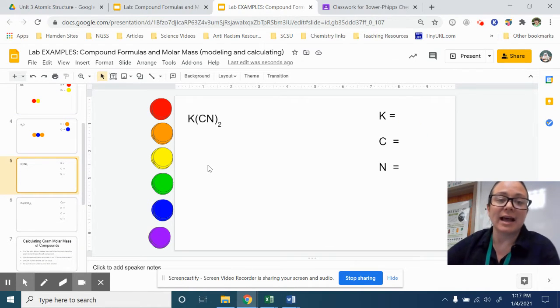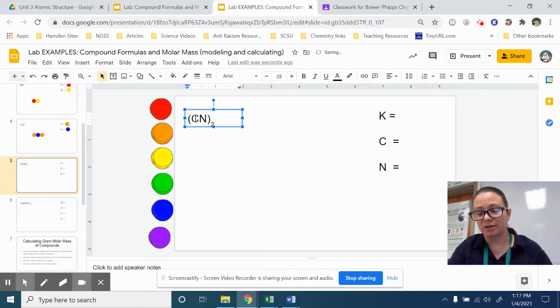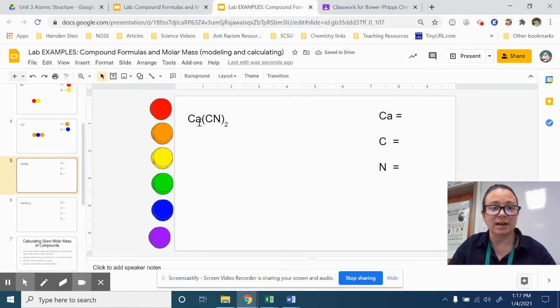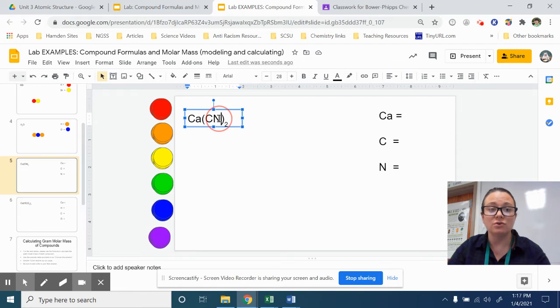Now we have KCN2, potassium cyanide. Oops, this formula is wrong. Just kidding. I'm going to change this formula right now because the formula is wrong. Calcium cyanide. Now I need 2 cyanides for every calcium. Well, it doesn't matter why. Okay, this is new because now we have parentheses, right? So you're bringing in your math skills. The parentheses surround the C and the N. The little 2 outside tells us there are 2 CNs, 2 each. It distributes 2 Cs, 2 Ns.